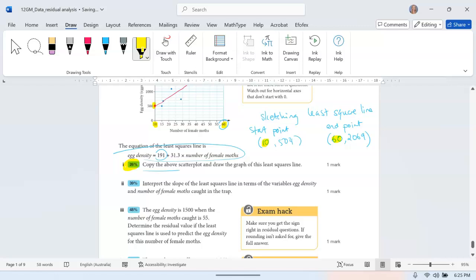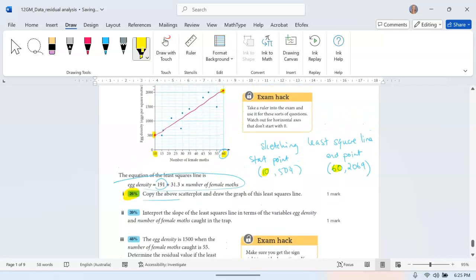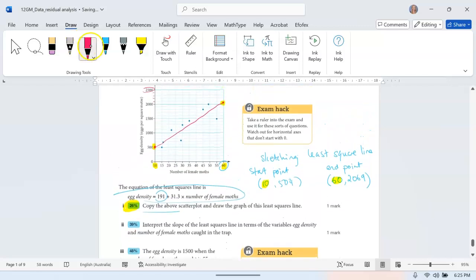Interpret the slope of the least squares line in terms of those variables. So we've done a few of these now. Look at how poorly it's done, considering that you can actually use your bound book, and you just restate the sentence.